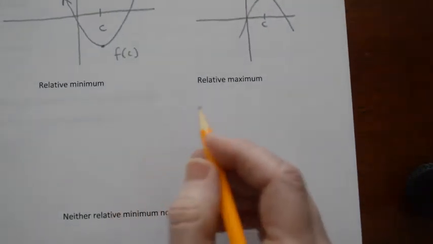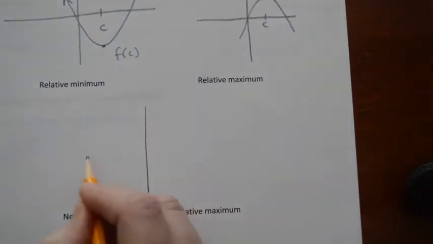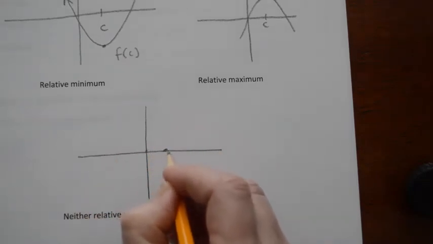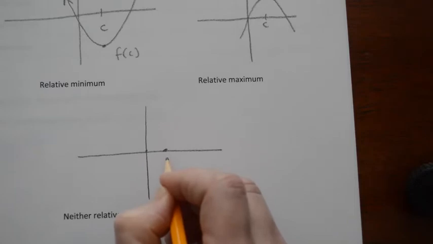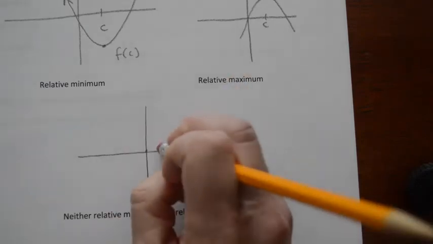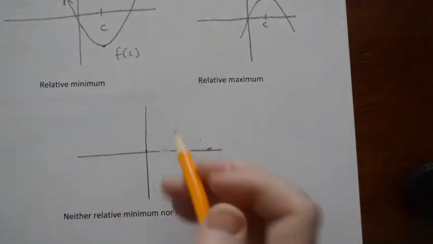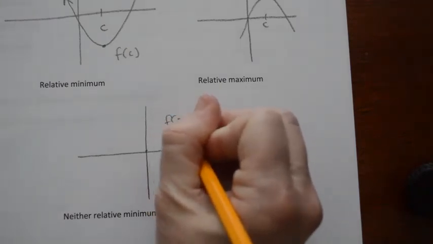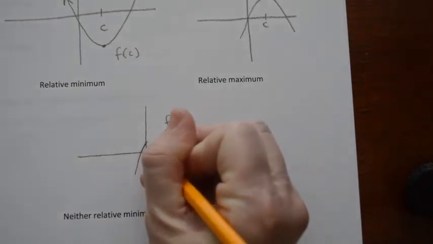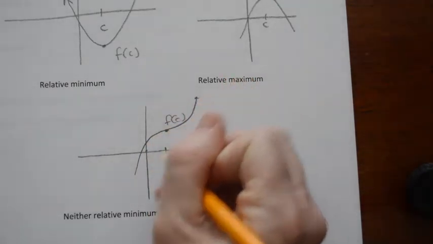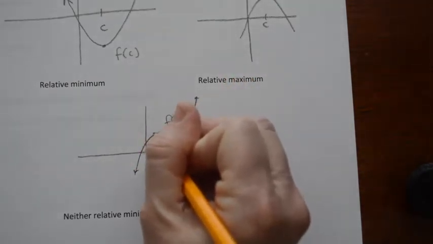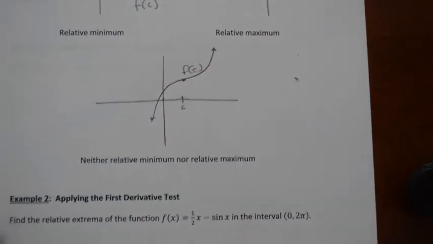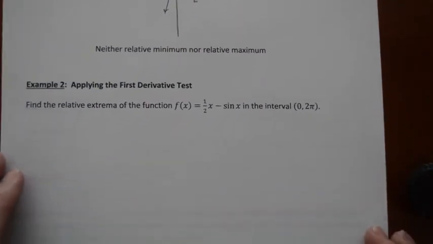And here, neither relative min nor a relative max, where let's say I don't have to do it right on the axis, so let's say that this is C and this is f of C, and it goes like this, where the tangent line there has a slope of 0. Okay, I'm going to come back in a second and we'll do example 2 and then be done.